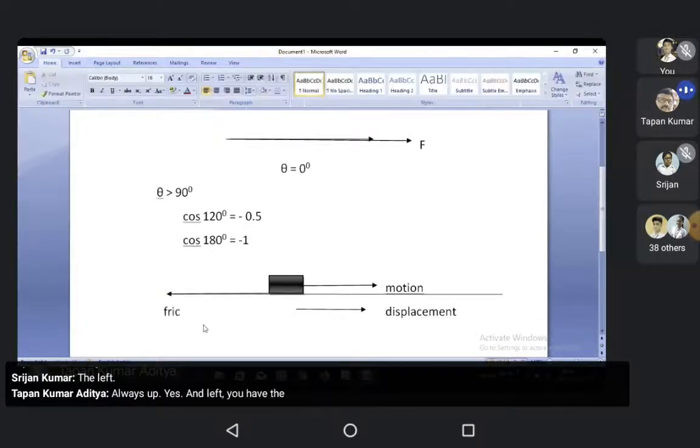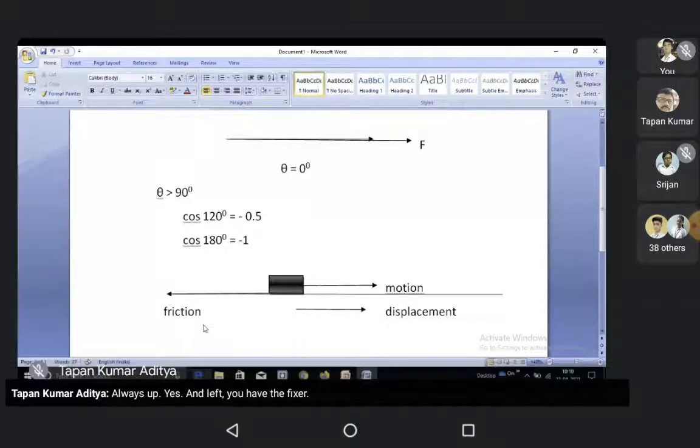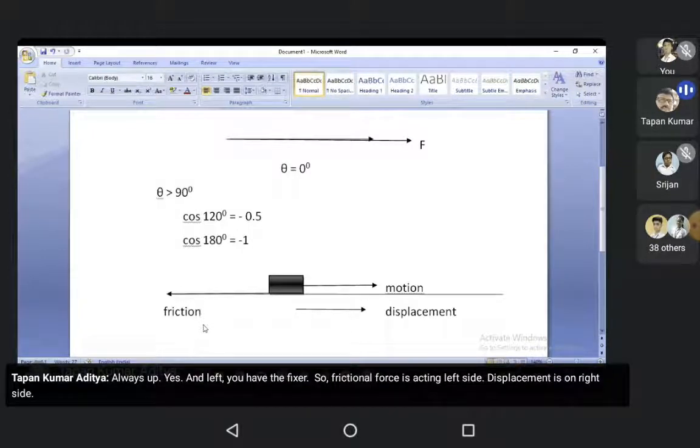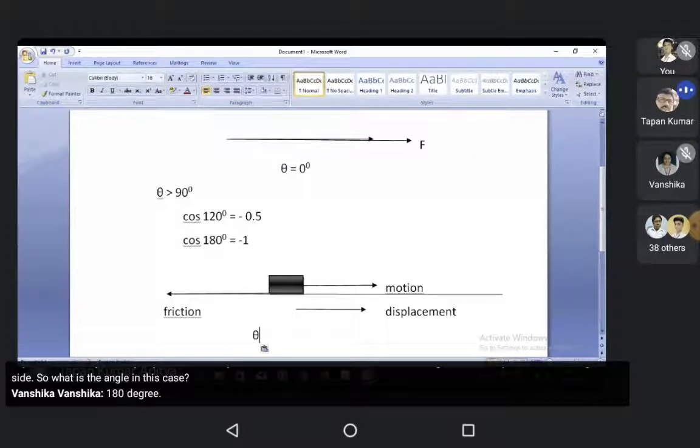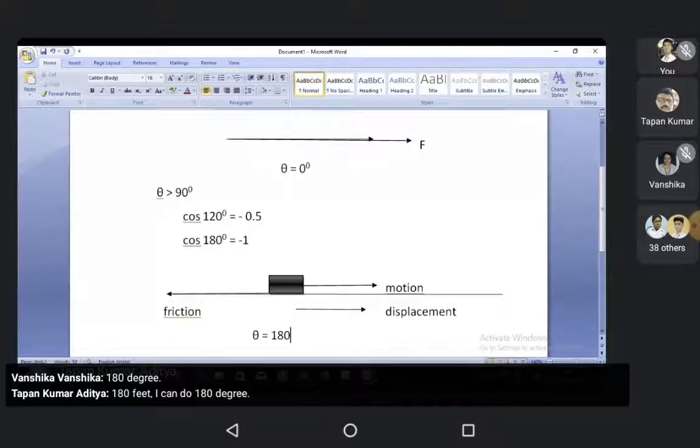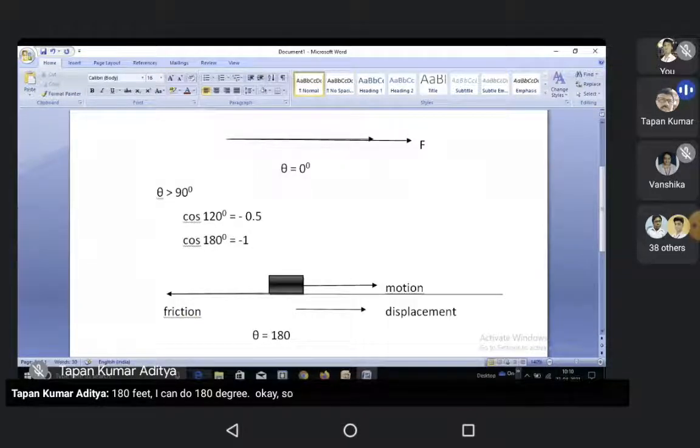On the left you have the friction. So frictional force is acting on the left side. Displacement is on the right side. So what is the angle in this case? 180 degree. Theta equal to 180 degree. So in this case, the work done is negative. Negative work.